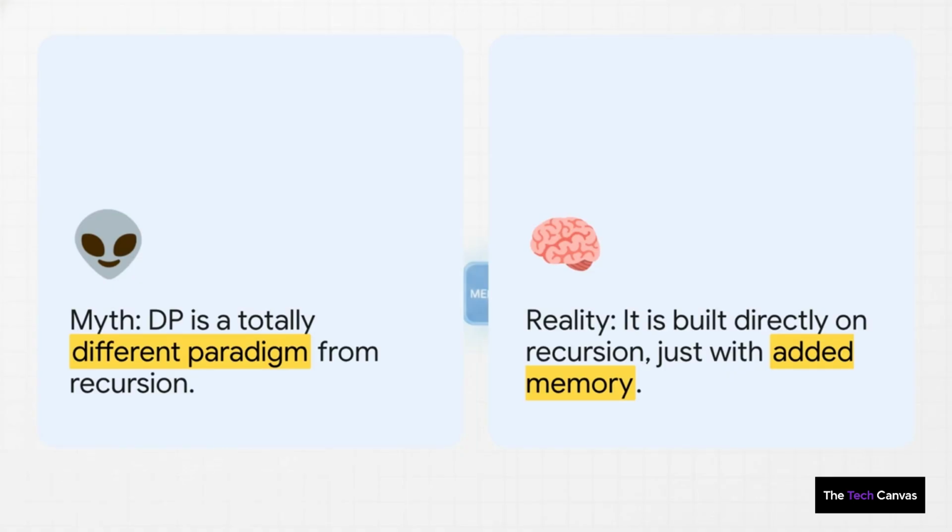As we saw with memoization, DP is built directly on top of recursion. Honestly, if you understand how a function calls itself, you already understand the hard part. DP is really just recursion with a little notepad to jot down your answers along the way.